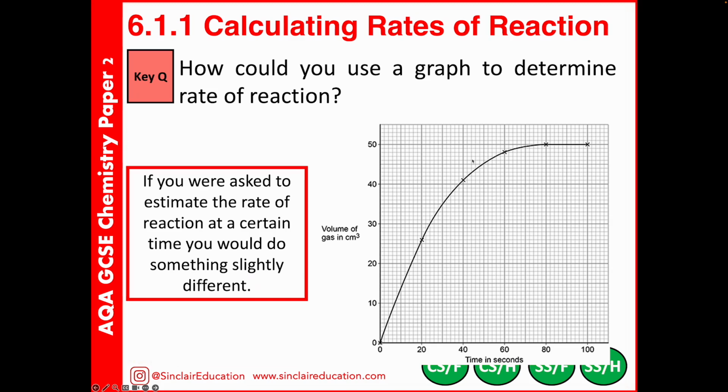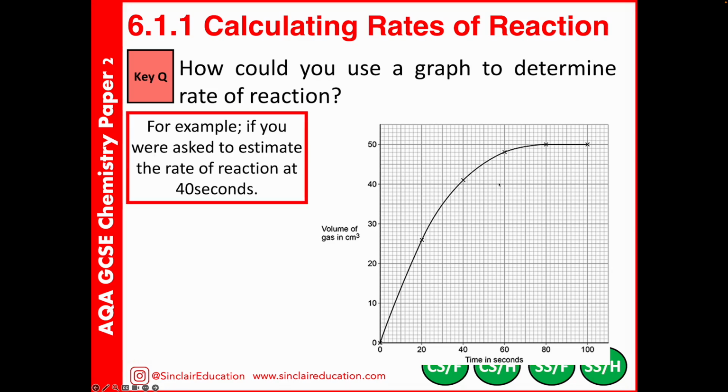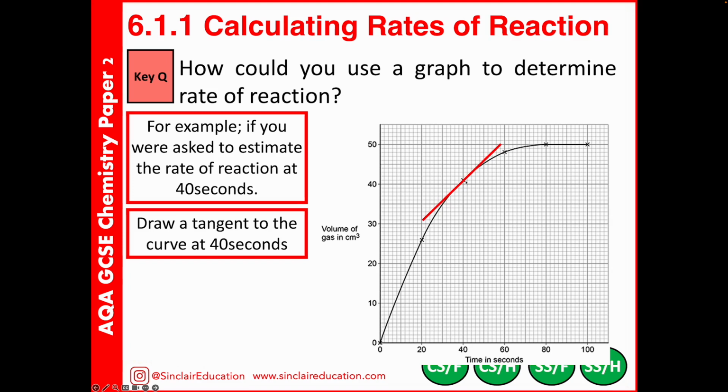However, that's an average over that time, and the issue, as we see in this graph, is that the line's not at a constant gradient, it's curved. So the rate is actually changing at different points. So if, for example, we wanted to know the rate at 40 seconds exactly, you need to draw a tangent.